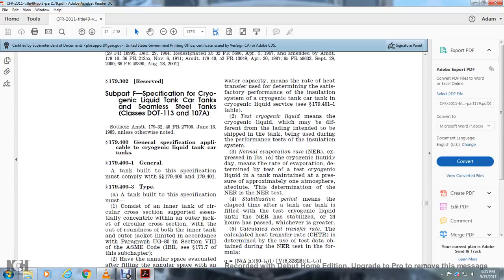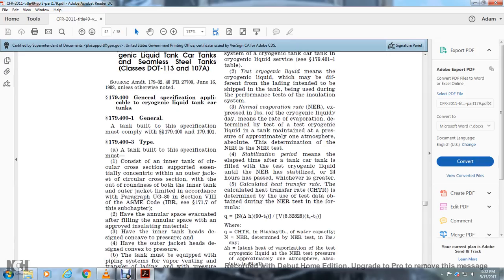The stabilization period means the elapsed time after the tank car tank is filled with the test cryogenic liquid until the normal evaporation rate has stabilized, or 24 hours has passed, whichever is greater. The calculated heat transfer rate, CHTR, is determined by the use of test data obtained during the normal evaporation rate test in the formula.